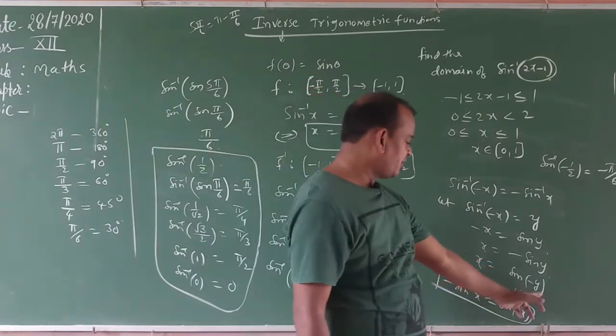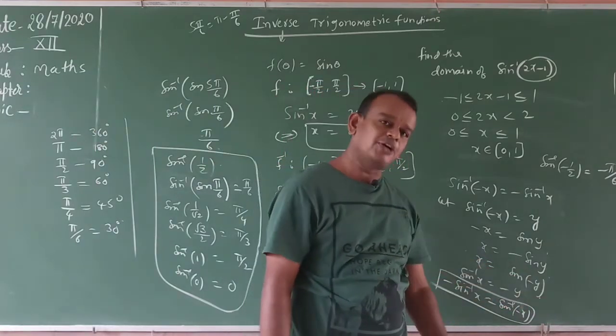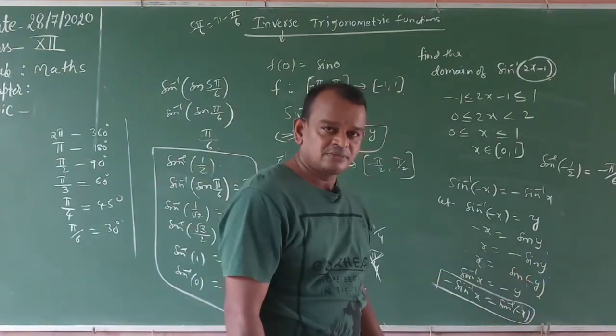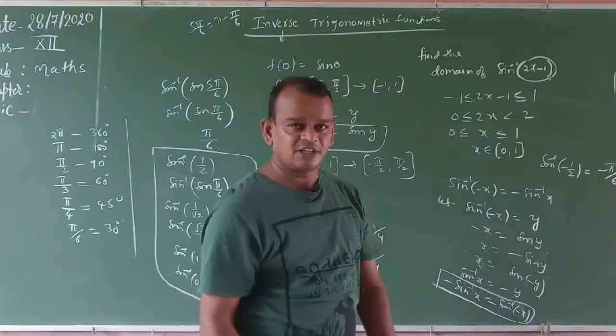Minus sin y means sin of minus theta equals minus sin theta. You know that? For the negative of the angle, sin gives the negative of sin of the angle. Understood or not?